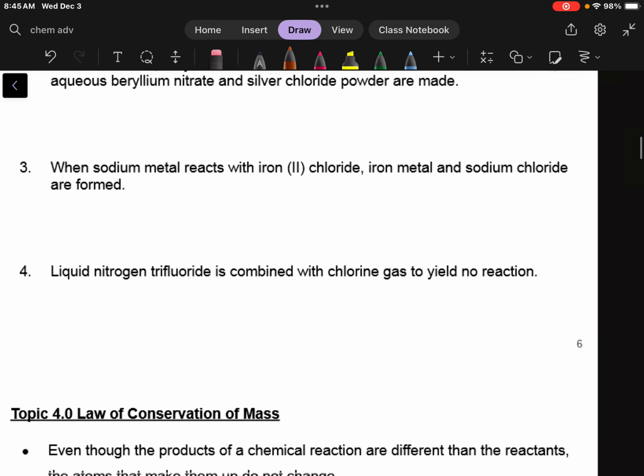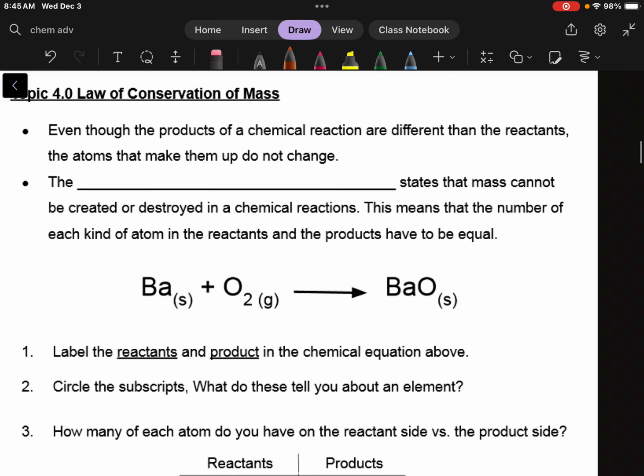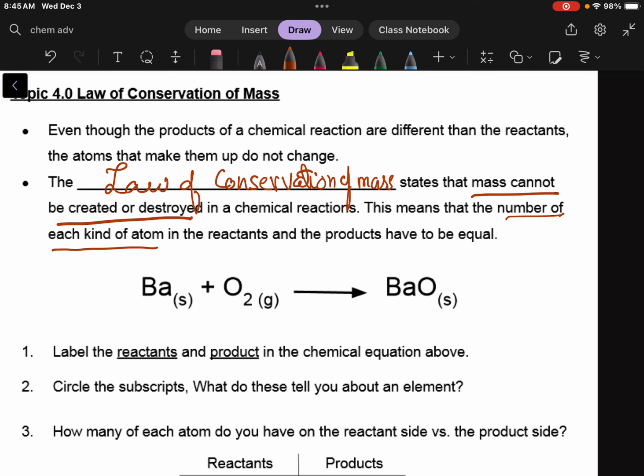Okay, now skipping all of this and going to the law of conservation of mass. This law states that mass cannot be created or destroyed. That means the number of atoms on the left-hand side must be equal to what? The right-hand side. If it is not, you have to make them equal. That process is called balancing. That means making atoms equal on both sides.